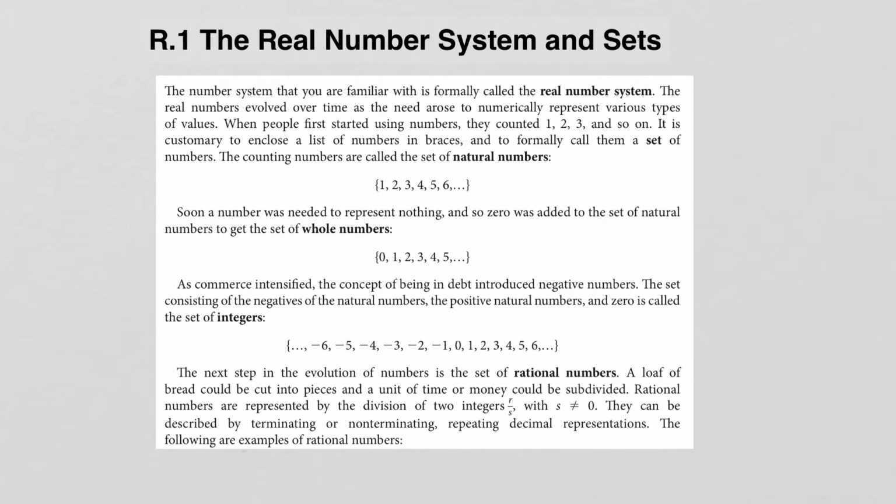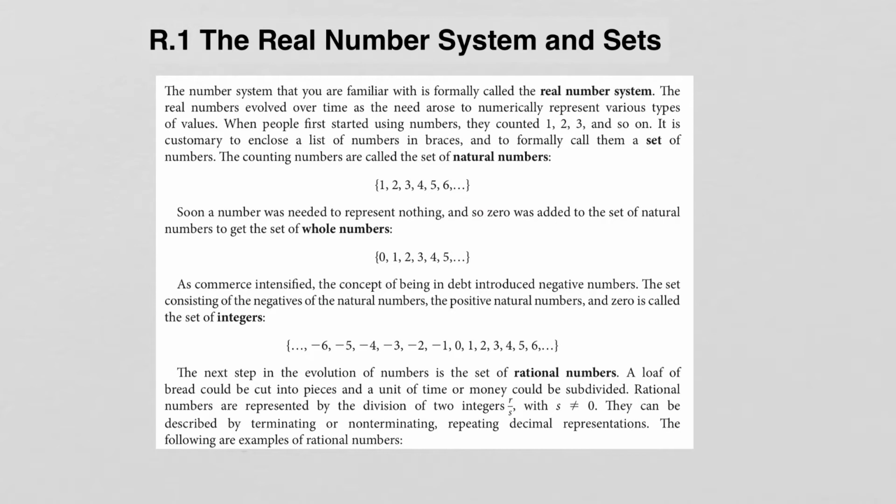Let's just talk about the real number system quickly. This is the number system that you are mostly familiar with. It's called the real number system. And this number system began with a very simple set of numbers called the natural numbers, or sometimes the counting numbers. And this is nothing more than the set of numbers 1, 2, 3, 4, 5, etc. In other words, the numbers that we use for counting.